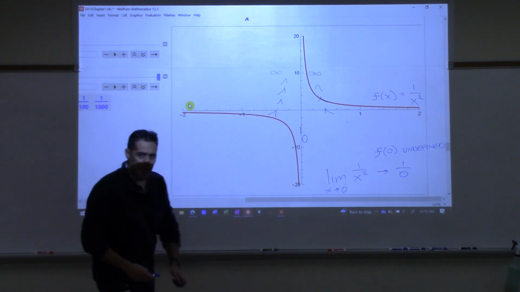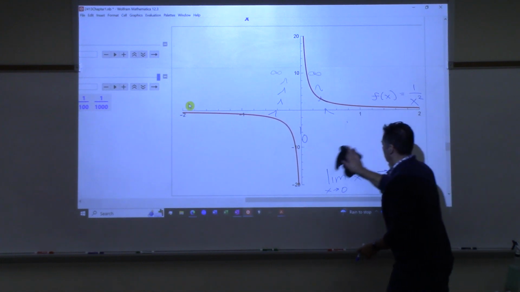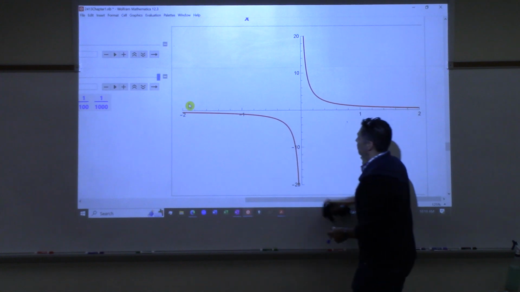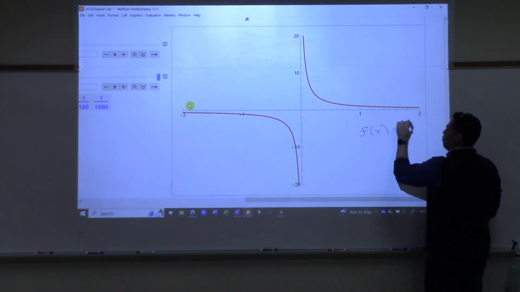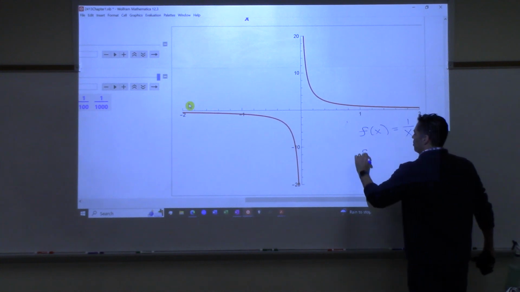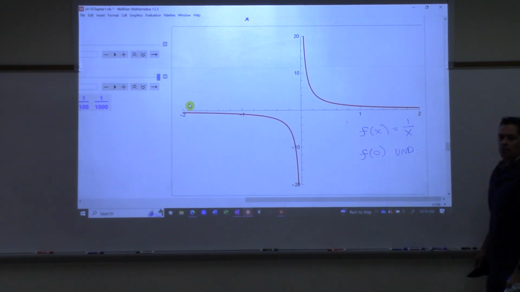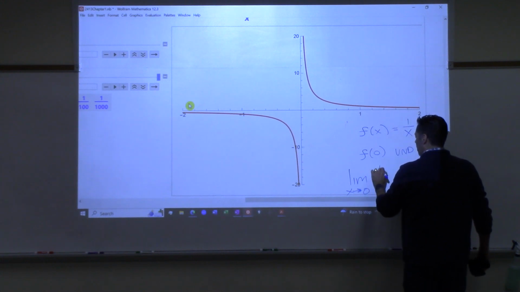That graph is the graph of f of x equals one over x. Not 1 over x squared, that's 1 over x. Is this function defined at 0? If I try and plug in 0, what do I get? Undefined, right? So what is the limit then as x approaches 0 of this function 1 over x?